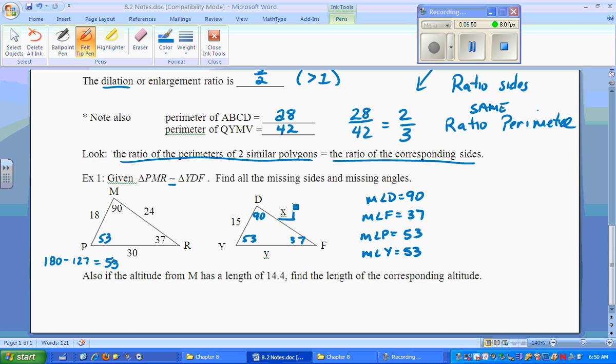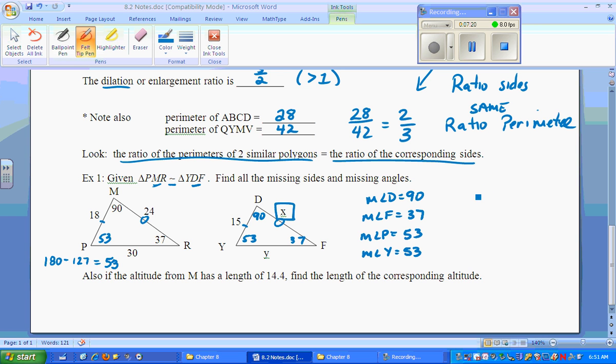But we want to find our missing pieces. So X. We have to figure out side DF. DF matches with which side? MR. So the X matches with the MR, and the other one we have is the 15, the DY. That's going to match with the PM. So now we're able to set up our proportion, our ratio, and set them equal to each other.